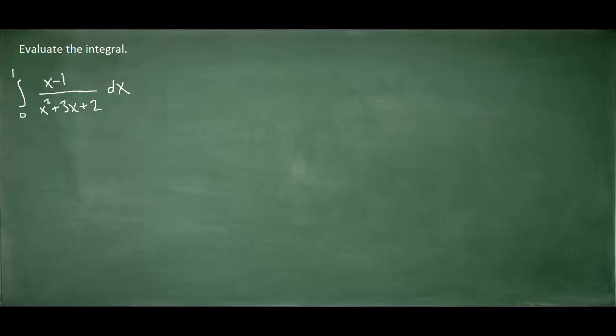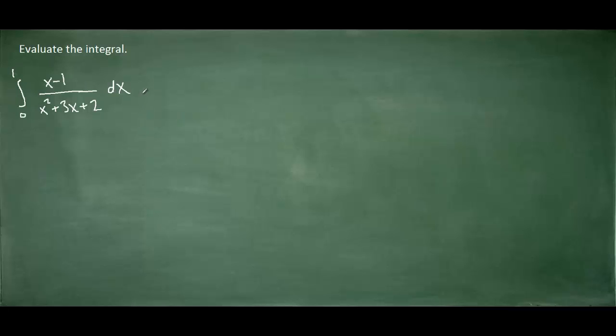So in section 7.4 we are learning how to evaluate integrals using the method of partial fractions. Before you can use partial fractions, you have to make sure that the degree of the denominator is higher than the degree of the numerator. In this case it is, because the 2 is larger than the 1. So we are ready to use partial fractions.